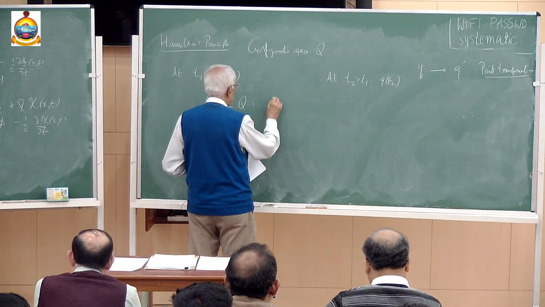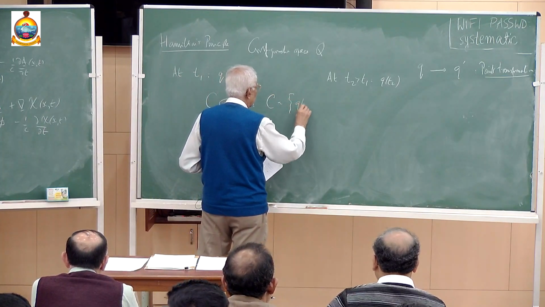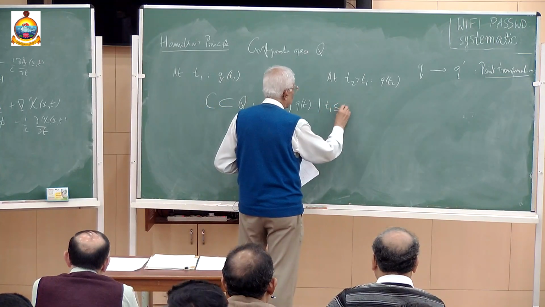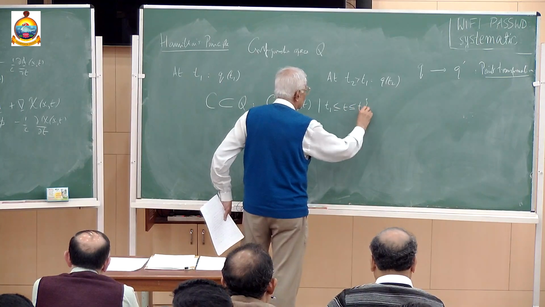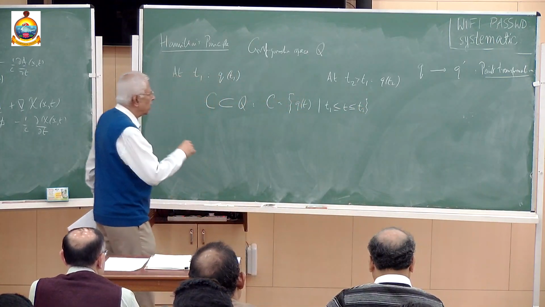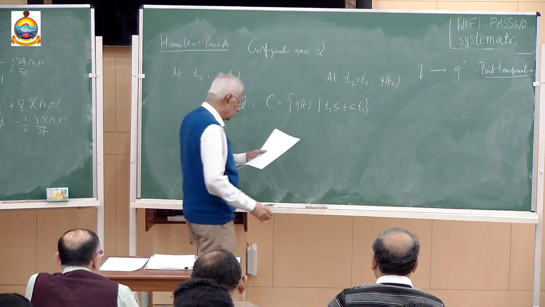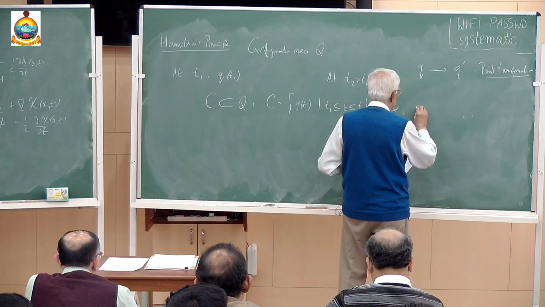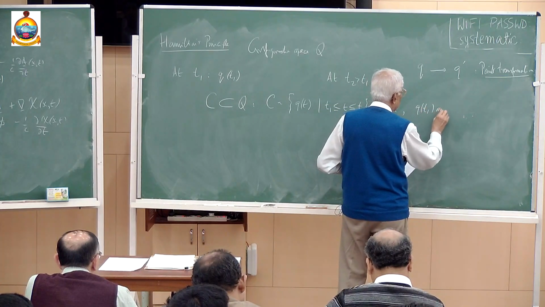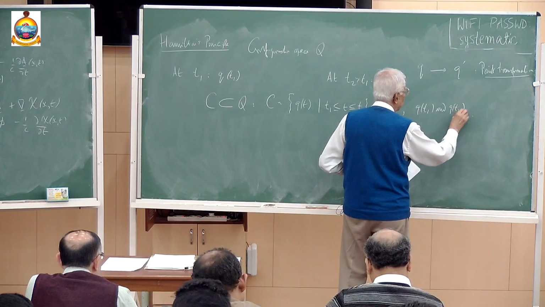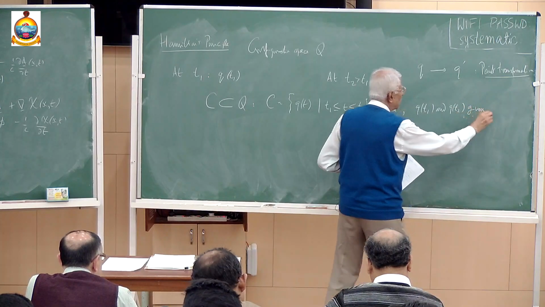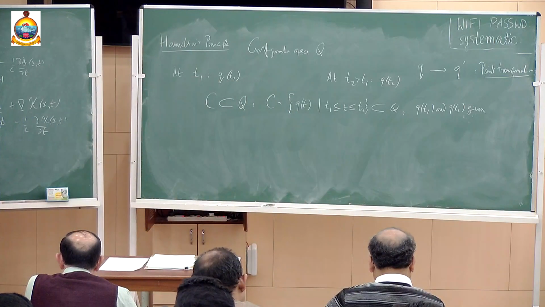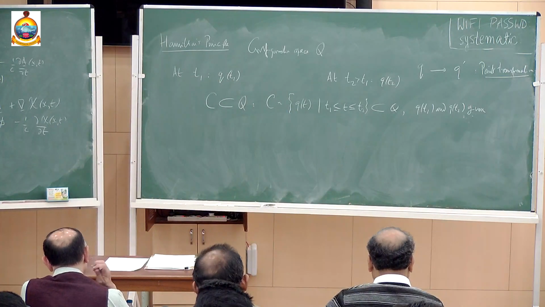So, what is C? C can be written as a choice of values for the coordinates at every time from t1 to t2. So, this is a curve in Q, and we say the initial and final configurations are given. All right. Now, I can rub this out and draw a picture for you.